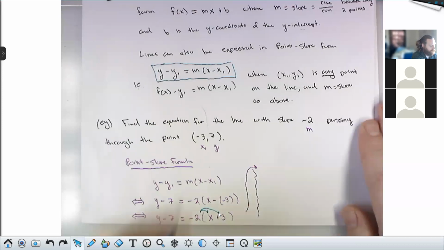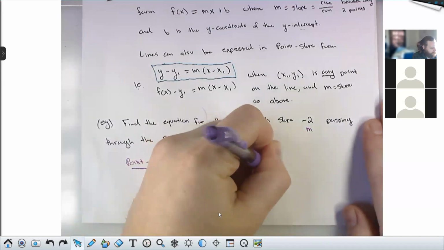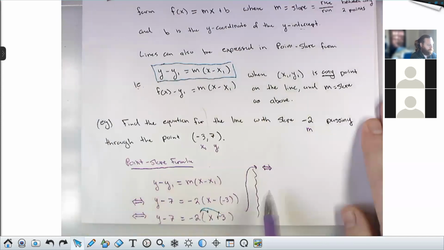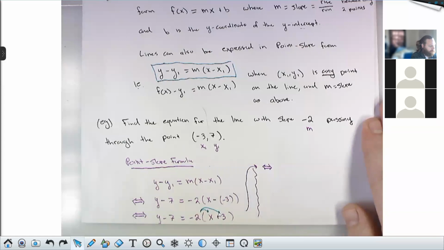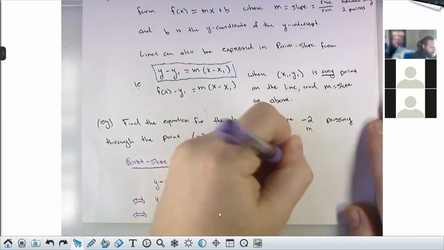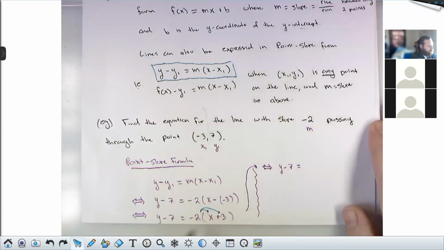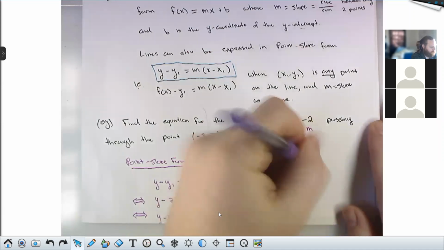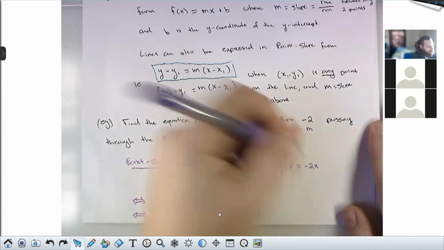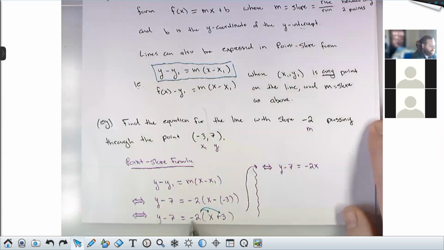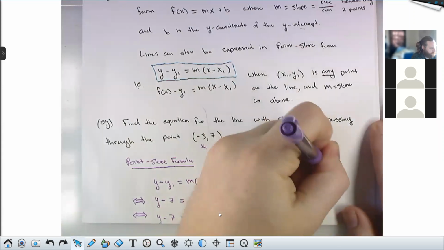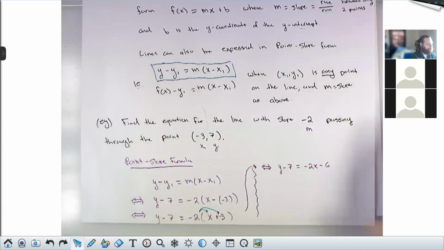The left-hand side is going to stay y minus 7. And I like to put these kind of bold double arrows. This means if and only if, or is logically equivalent to. This is y minus 7 equals, now distributing this -2, I get -2 times x, or just -2x, and then plus -2 times 3. Well, -2 times 3 is -6, so that's -2x minus 6.